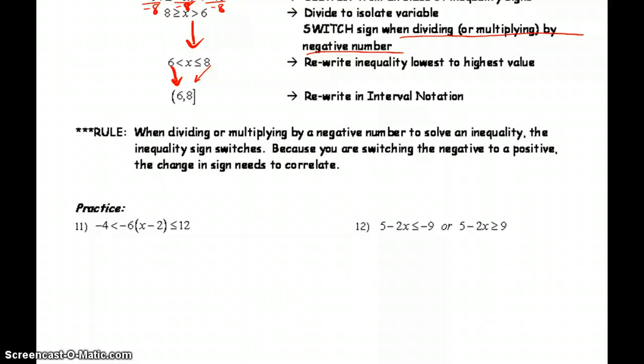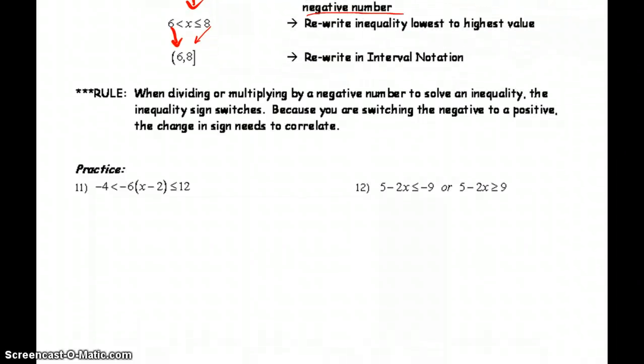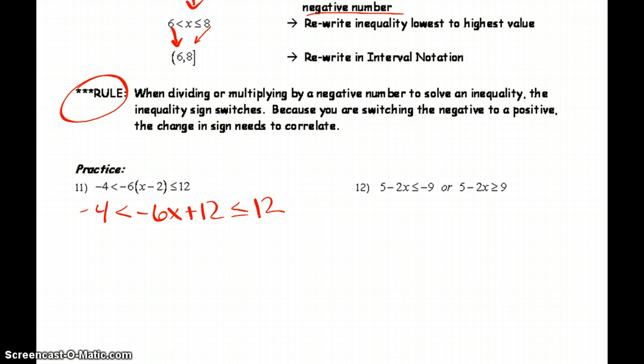Okay. Let's try these together. Don't forget your rule. When dividing and multiplying by a negative number to solve an inequality, the inequality sign switches. Okay. We have two options. We can divide by -6, or we can distribute. We're going to go ahead and distribute. Okay, we're going to subtract the 12, and we get -16 is less than -6, x is less than or equal to 0.